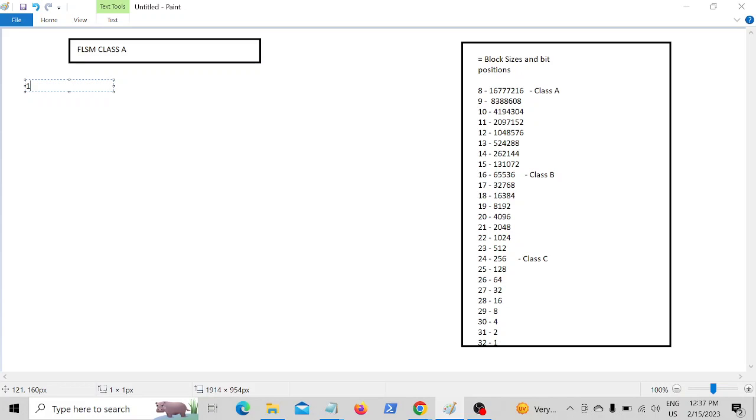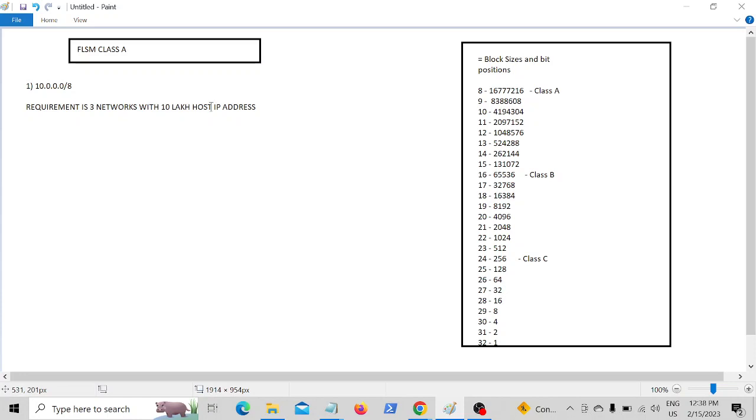So the first question's requirement is 10.0.0.0/8, and the requirement is three networks with 10 lakh host IP addresses.